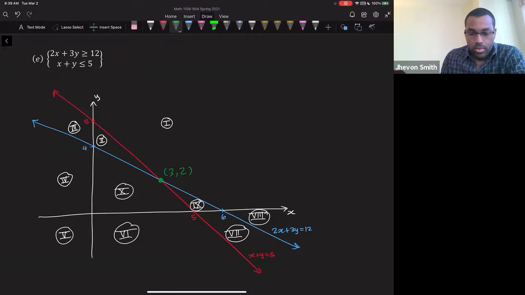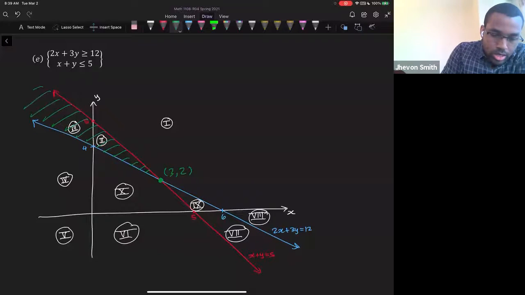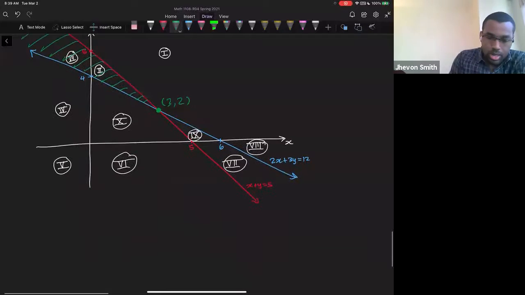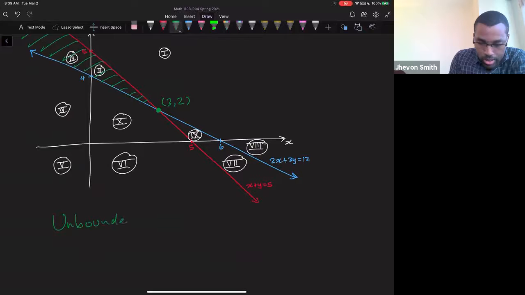Wouldn't it be 2 and 3 then? Be 2 and 3. And that just keeps going, right? So that is, of course, unbounded because it'll keep going up in that direction.